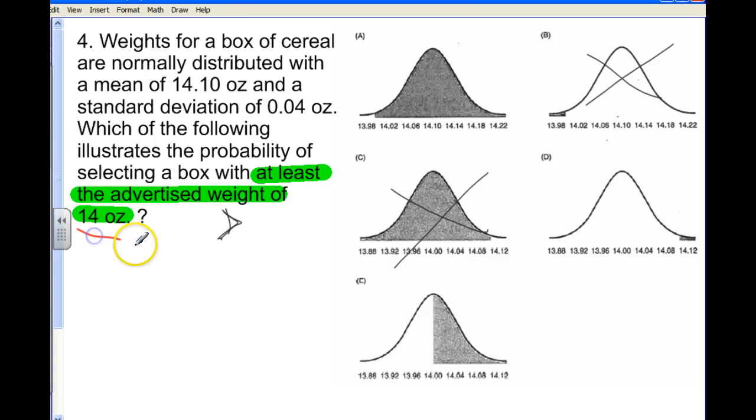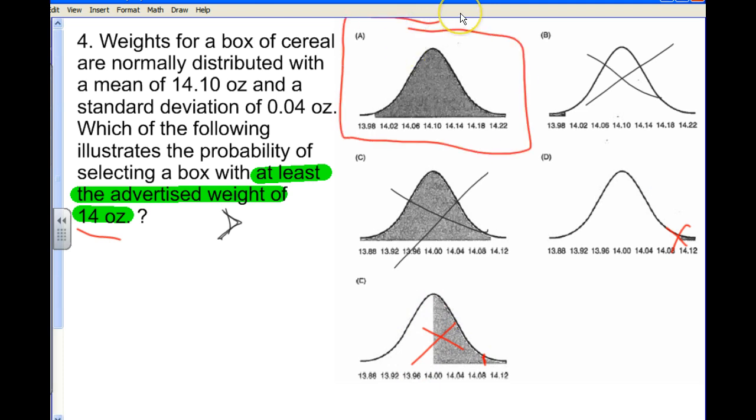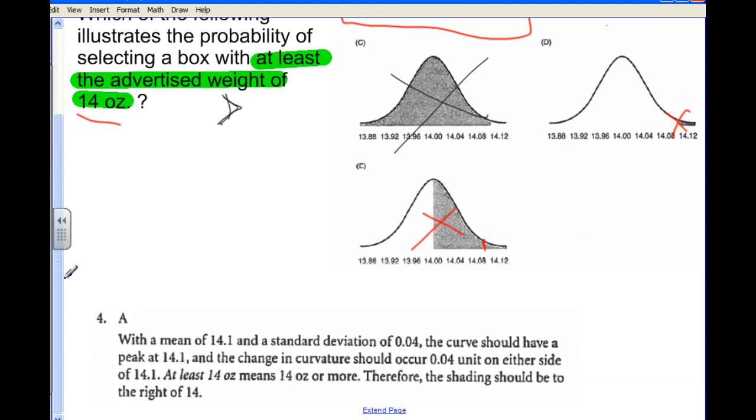And then it says 14 ounces is the value we're checking. So that's about 14 there. Here we're at 14 point something, so that's not the right value. And what I don't like about this one is the mean doesn't seem to be 14.1. 14.1 would be somewhere in here, and so the mean isn't in the right spot, so that one can't be it. So we've eliminated pretty much everything except for A, which is 14 and to the right. Therefore, there you go.